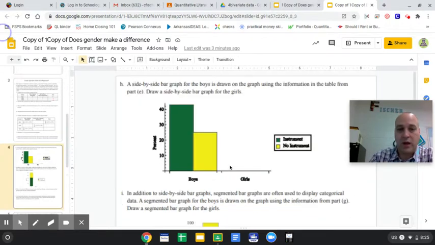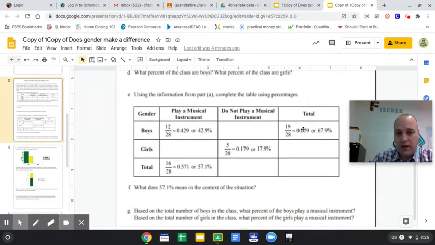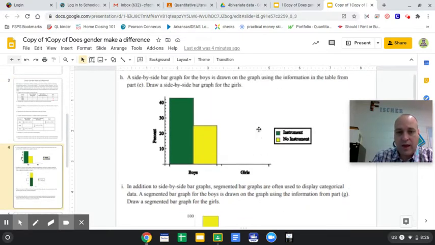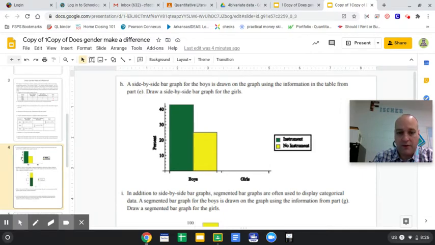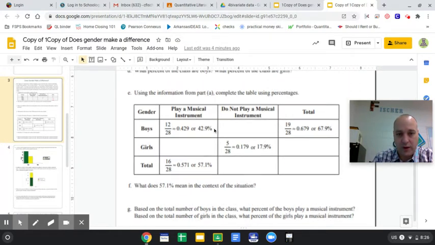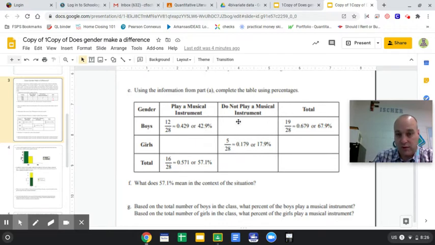Now, on the next page, use a side-by-side bar graph and use the information in the table from part E. So you go back to part E, that's this one right here, and then draw a side-by-side bar graph. So for the boys, if you look, they got 40-something percent that play an instrument and 20-something percent that don't. And same thing for the girls, only I'm going to put how many play an instrument and how many don't.